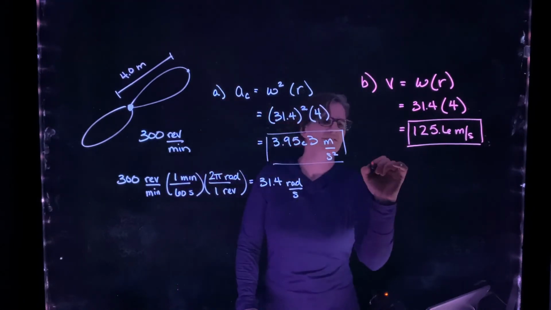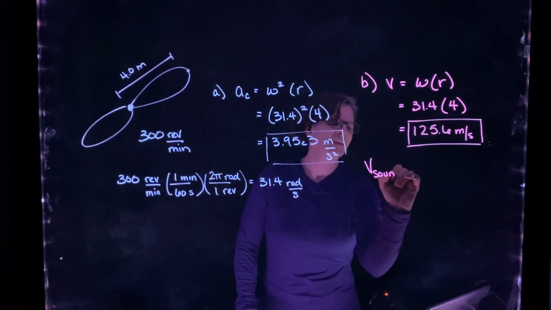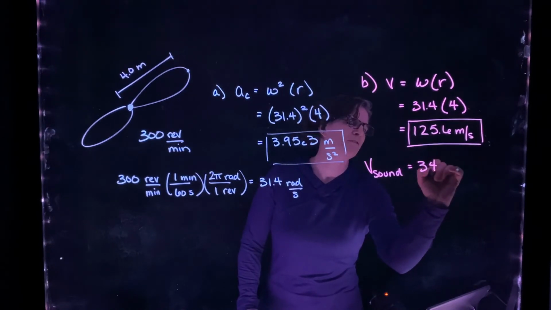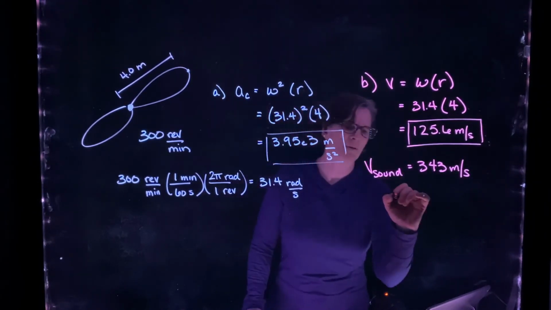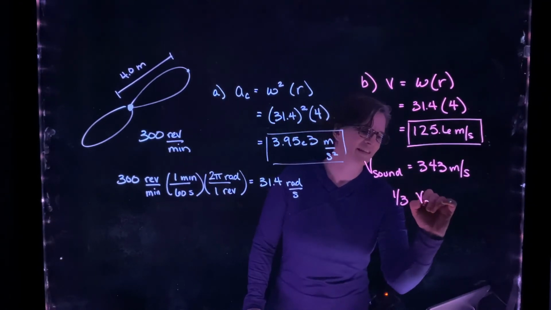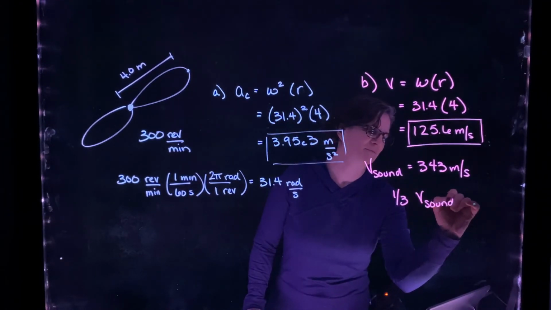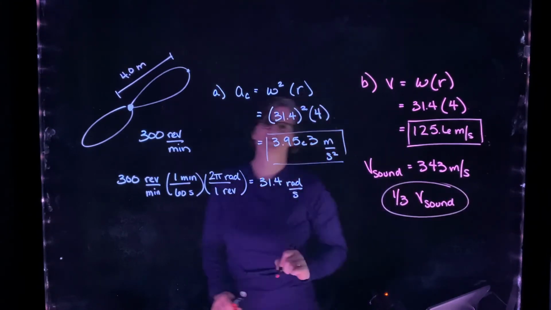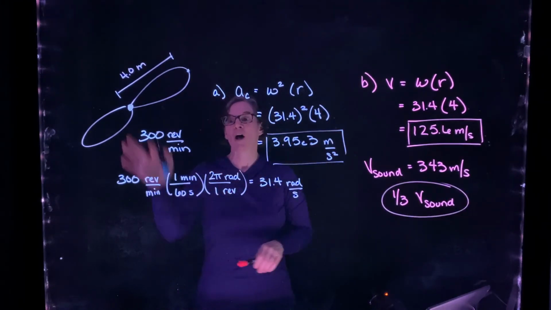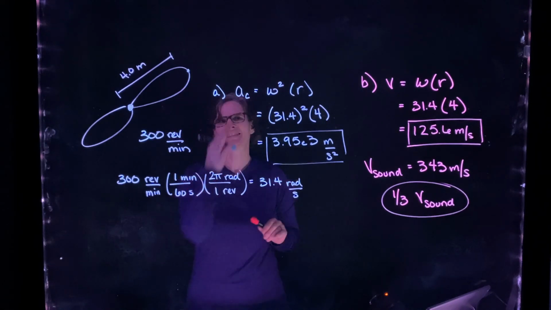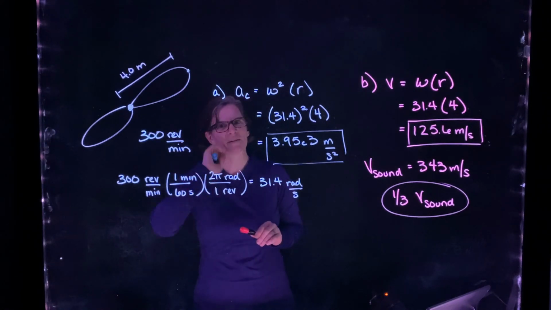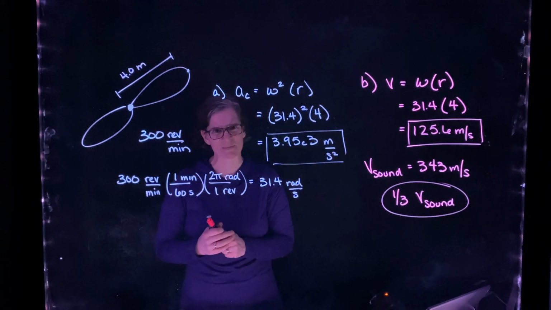All right, and then it asks us to compare that to the speed of sound. Well, the speed of sound is equal to 343 meters per second. So that's about 1/3 the speed of sound. All right, so recognizing we need to be in radians per second to use our relationships, and then determining that centripetal acceleration as well as our linear speed. Good job.